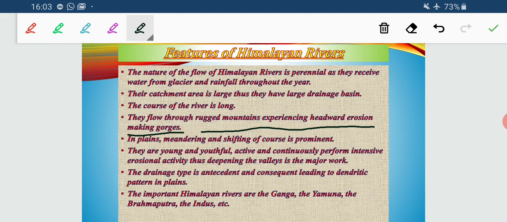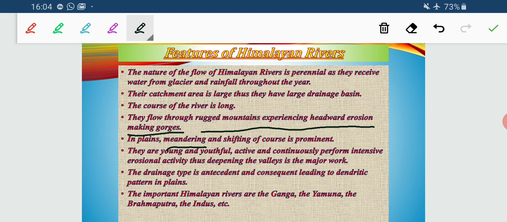So it is considered as headward erosion, and the deep crack or channel gives a narrow valley-like structure with steep edges. It is termed as gorge. Now when the river enters the plains, what is the result? They start winding themselves, making S-like structures. That is termed as meandering of the river, and due to excessive sedimentation, they shift their channel.